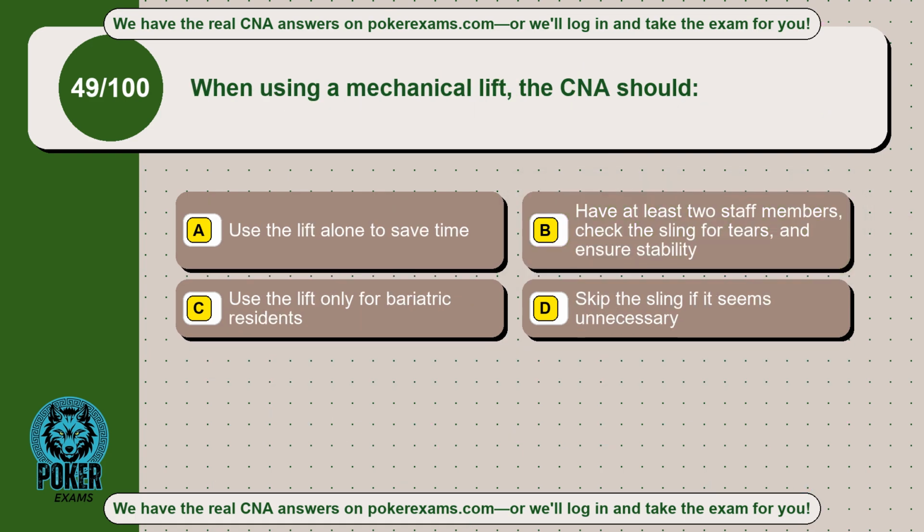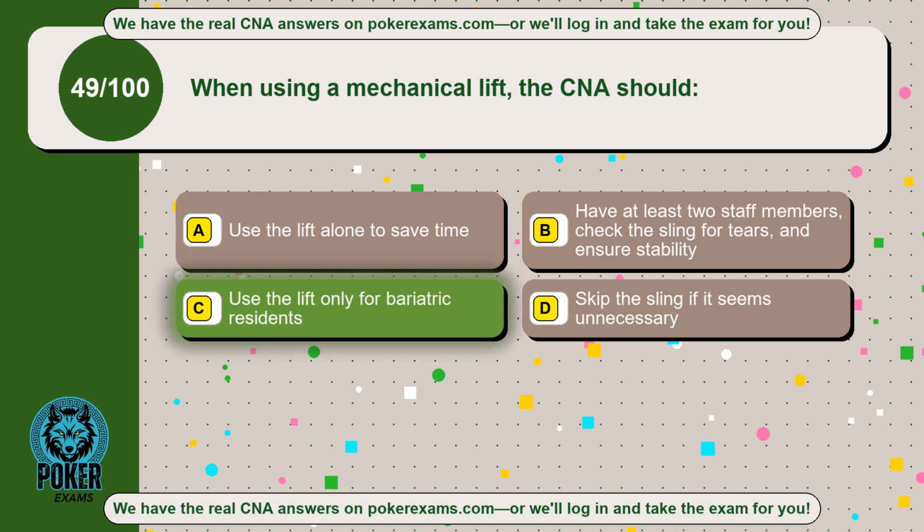Question 49. When using a mechanical lift, the CNA should: Option A. Use the lift alone to save time. Option B. Have at least 2 staff members, check the sling for tears, and ensure stability. Option C. Use the lift only for bariatric residents. Option D. Skip the sling if it seems unnecessary.